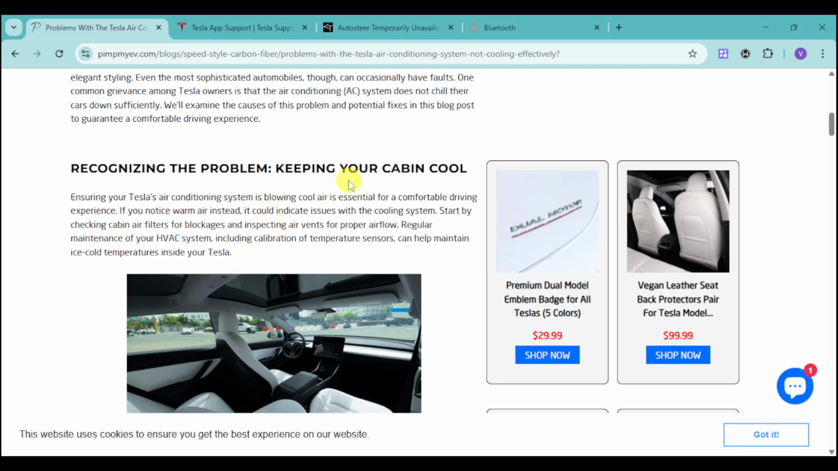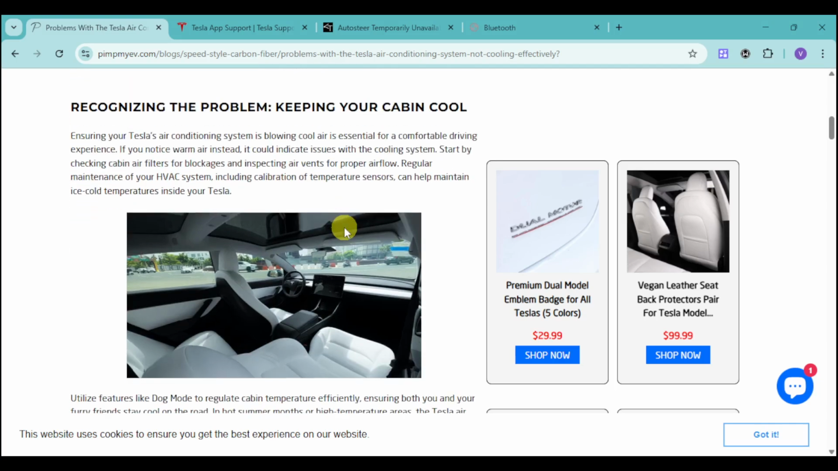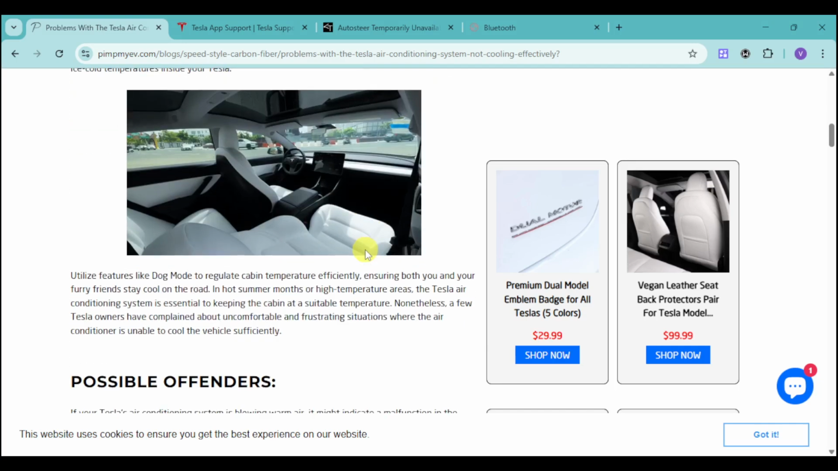Then if your actual cabin is cool, you need to make sure that you keep it. So you need to make sure that you have air vents for proper airflow. You need to make sure that you have regular maintenance of your HVAC system, as well as calibration of the temperature sensors that maintain those temperatures inside your Tesla.